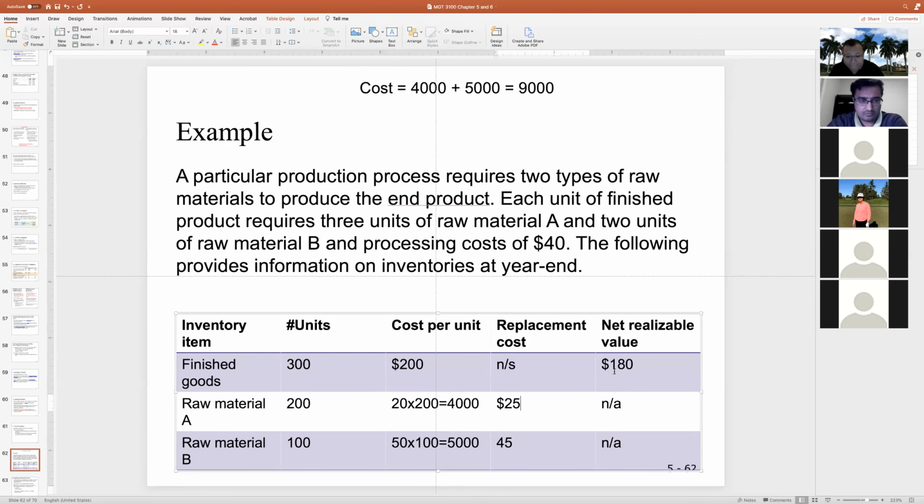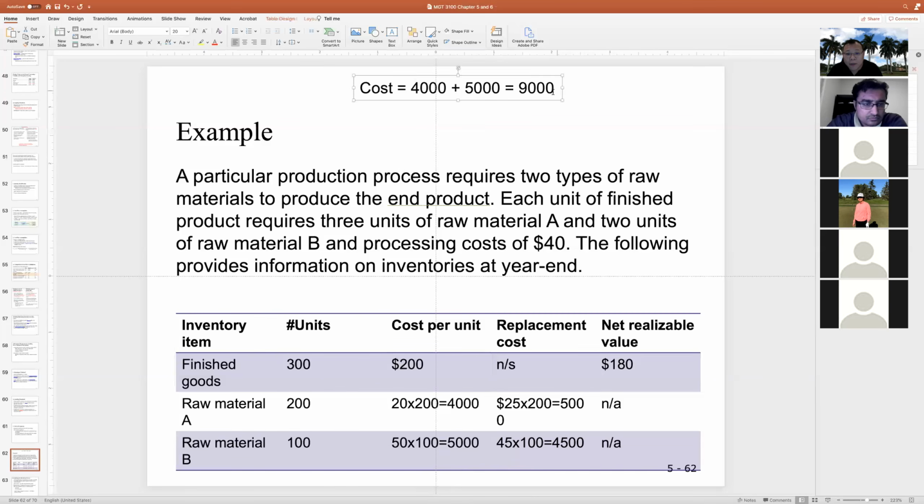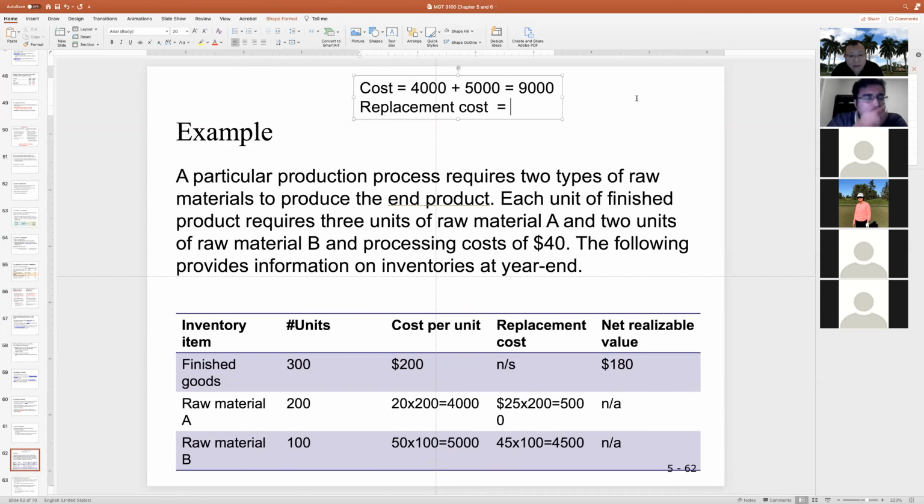And then replacement cost. 25 times 200, that's 5,000 to replace A. 45 times 100, 4,500 to replace B. So now I want to compare my replacement cost. That's 5,000 for A plus 4,500 for B. Together, I have 9,500.